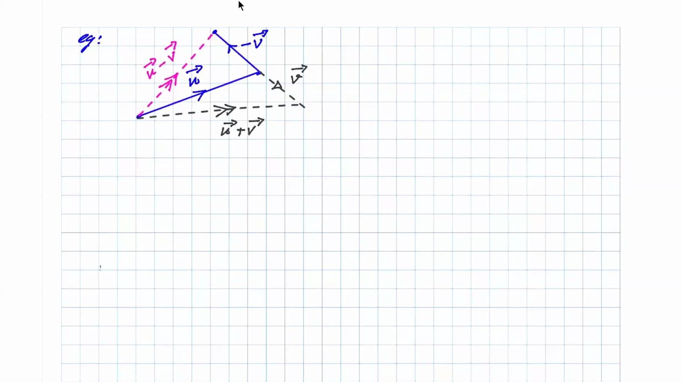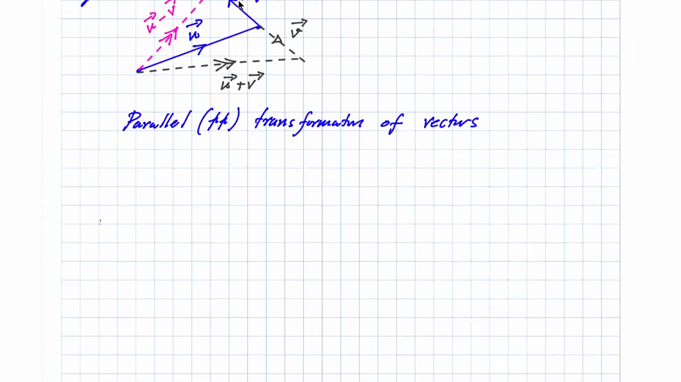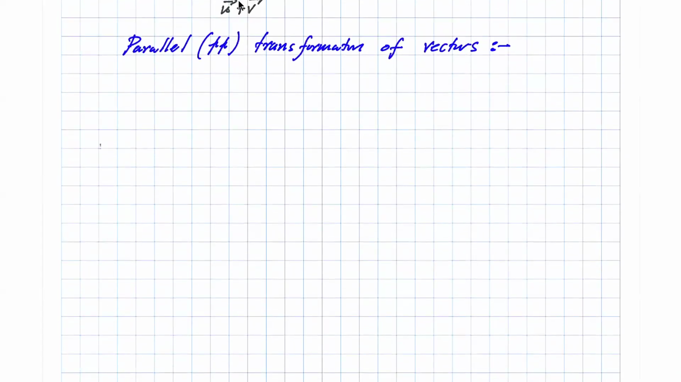Let's think about parallel transformation of vectors. Okay. So the idea is very simple. Suppose you have a vector from A to B, and that is U. Suppose you have a vector here, I would say P to Q, and that would be V.